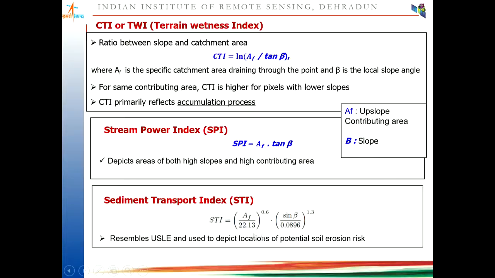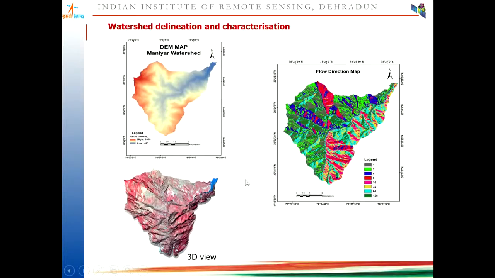This sediment transport index was later used in our soil erosion modeling, but it gives you a very good idea of where the sediment transportation will be high due to topography. So we can see some examples of how we can generate these terrain parameters using the digital elevation model, and how we can utilize them.